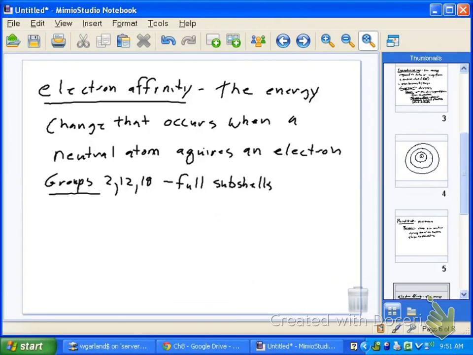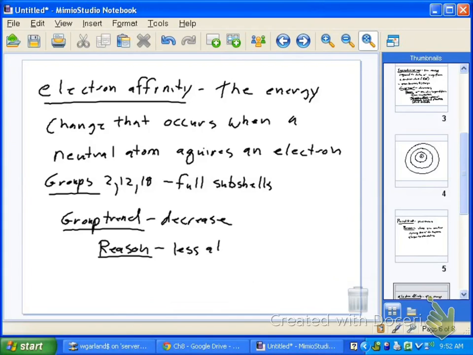We're almost out of time, but this last one, we're going to give the group trend and reason. The group trend is, as you go down a group, then the trend is to give off less energy. So it is to decrease down a group. We decrease down a group. Okay? And the reason for that trend is that when you add electrons to that outer shell, they're farther from the nucleus. So, less attraction for electrons in outer shell of bigger atoms. The atom is larger. Okay, that's all we have time for. We'll pick up the period trend tomorrow.